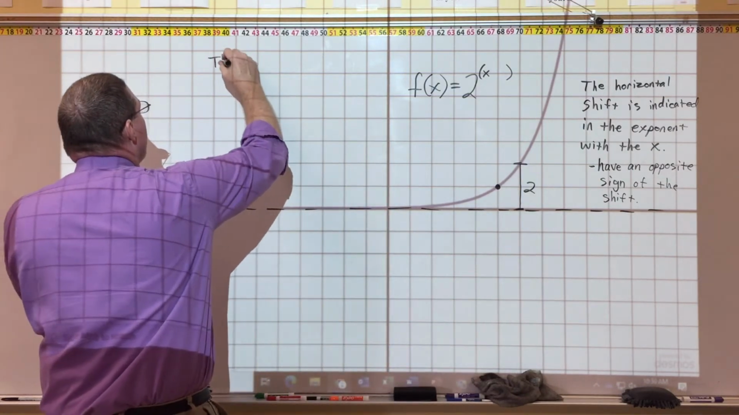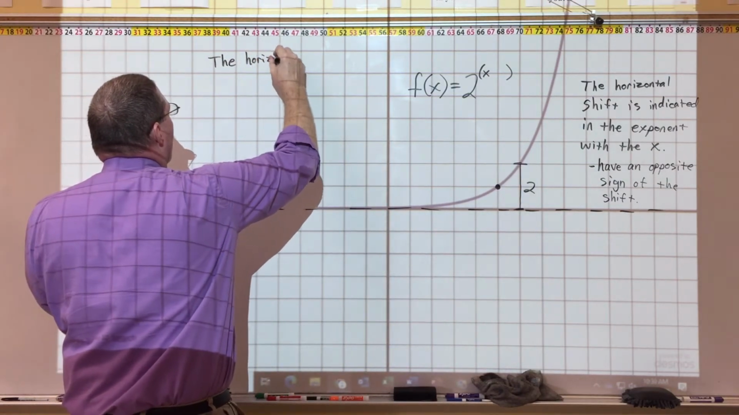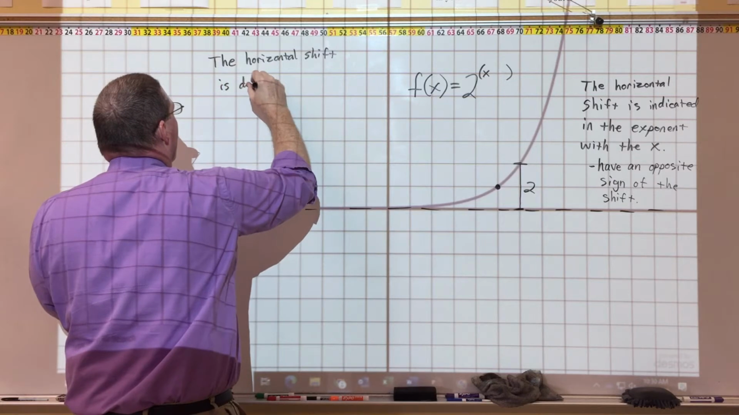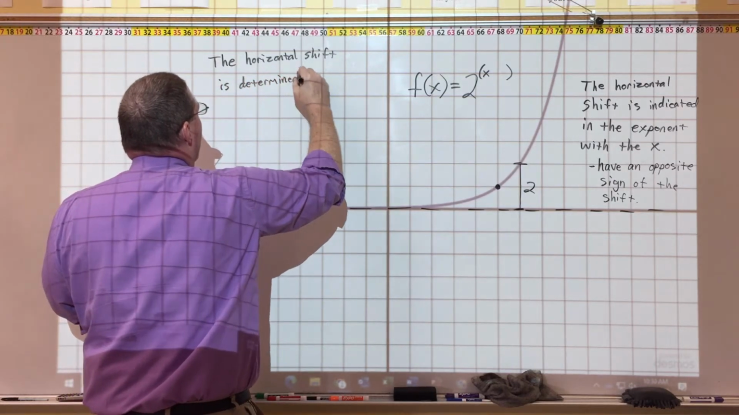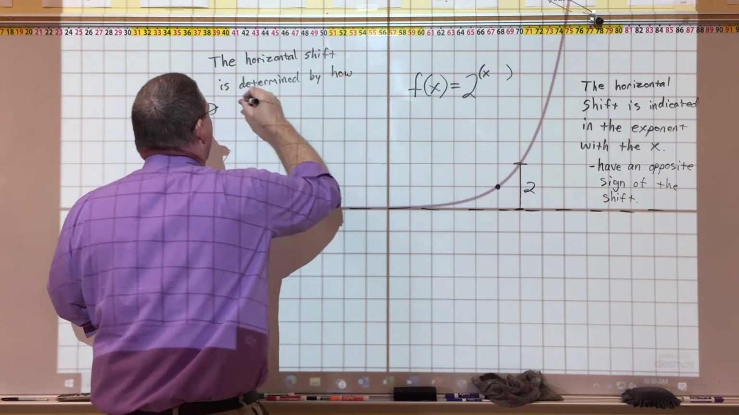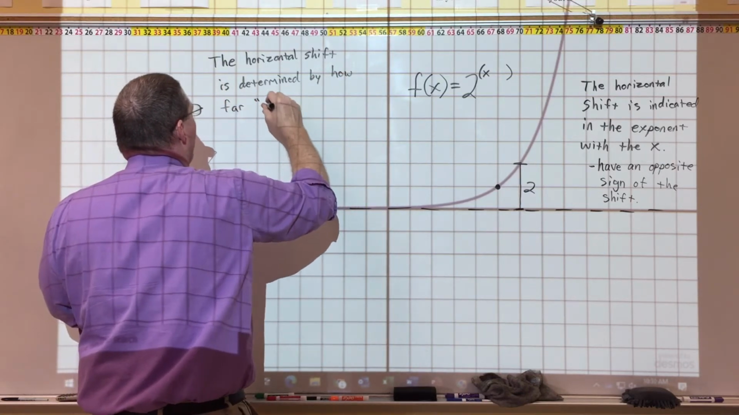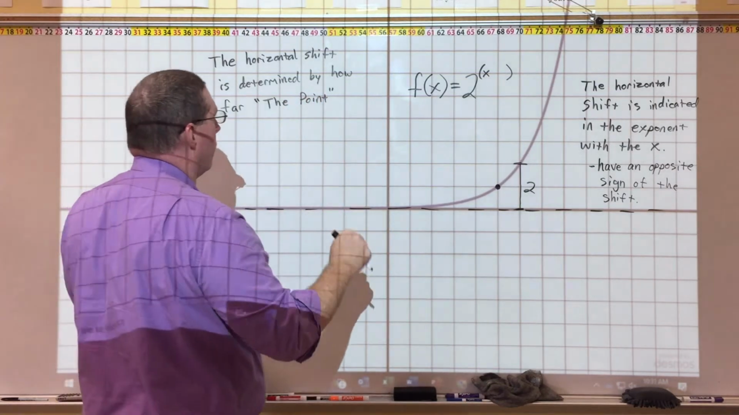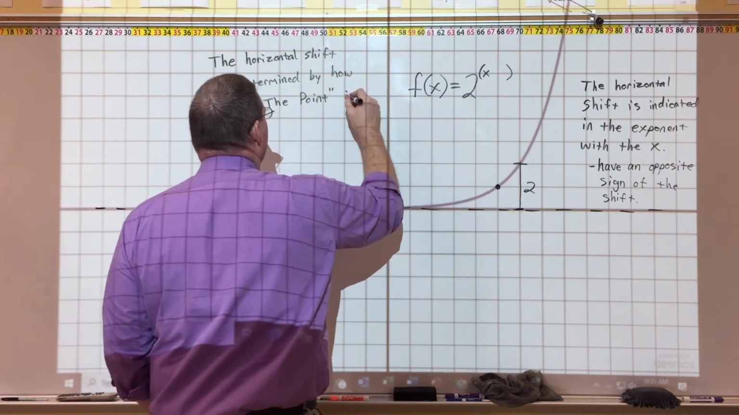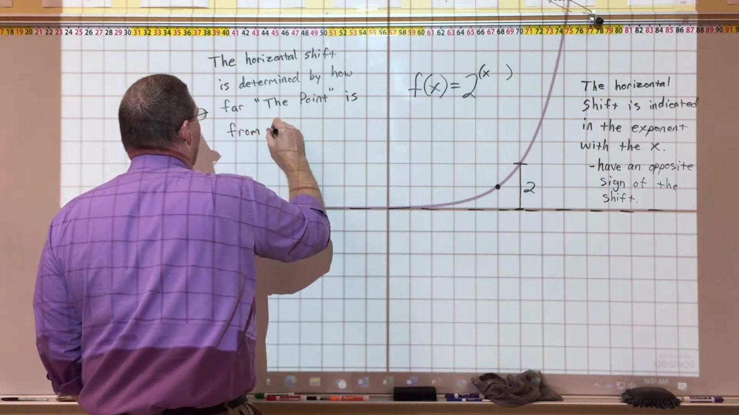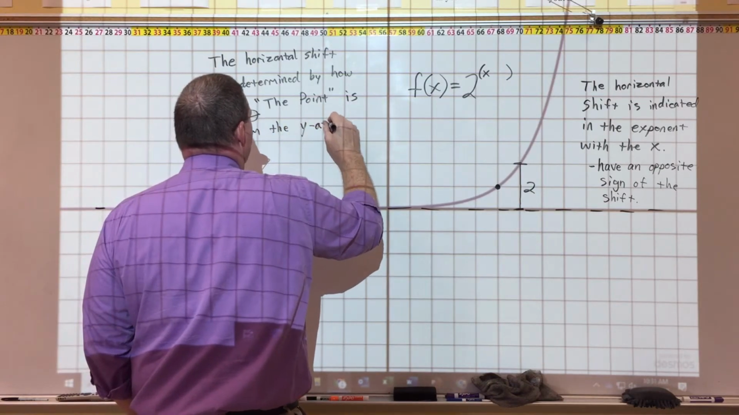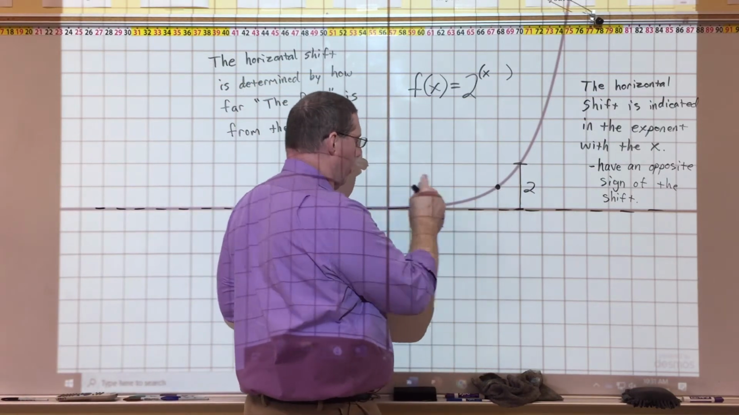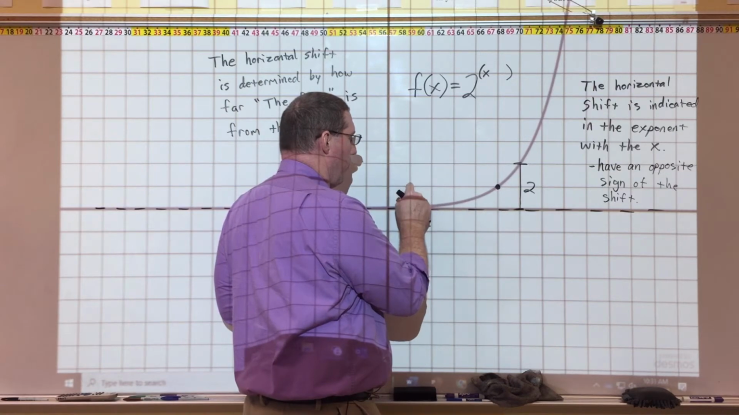Okay, so the horizontal shift is determined by how far the point, I told you I call it the point, always have to identify the point on the curve, how far the point is from the y-axis. And we're talking about a horizontal distance here, okay? So how far is this point from here? Well, it's 1, 2, 3, 4, 5.